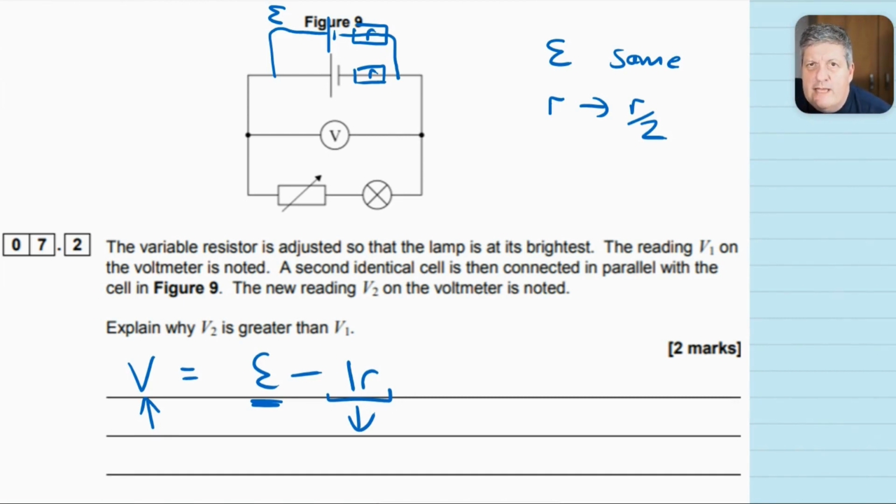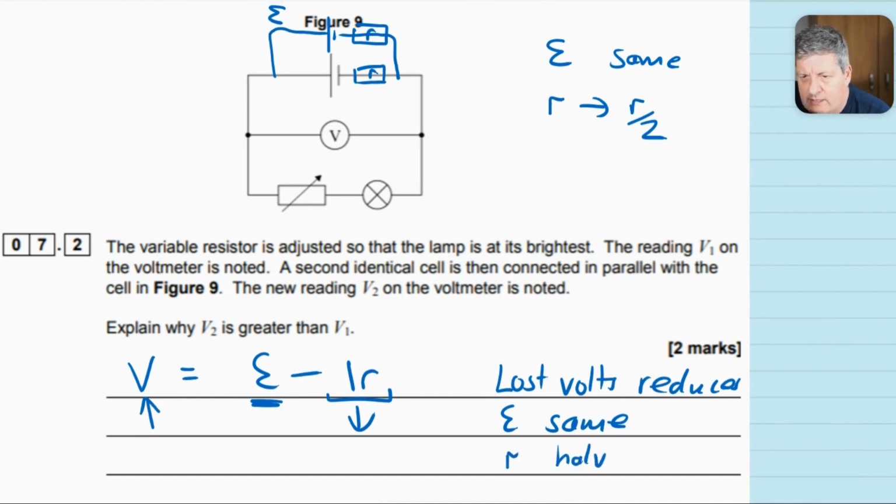So what do we need to write down to get the marks here? We can say that the lost volts reduces, that the EMF stays the same, and that the internal resistance reduces. In fact, the internal resistance halves. That would be sufficient to get us the 2 marks on this question.